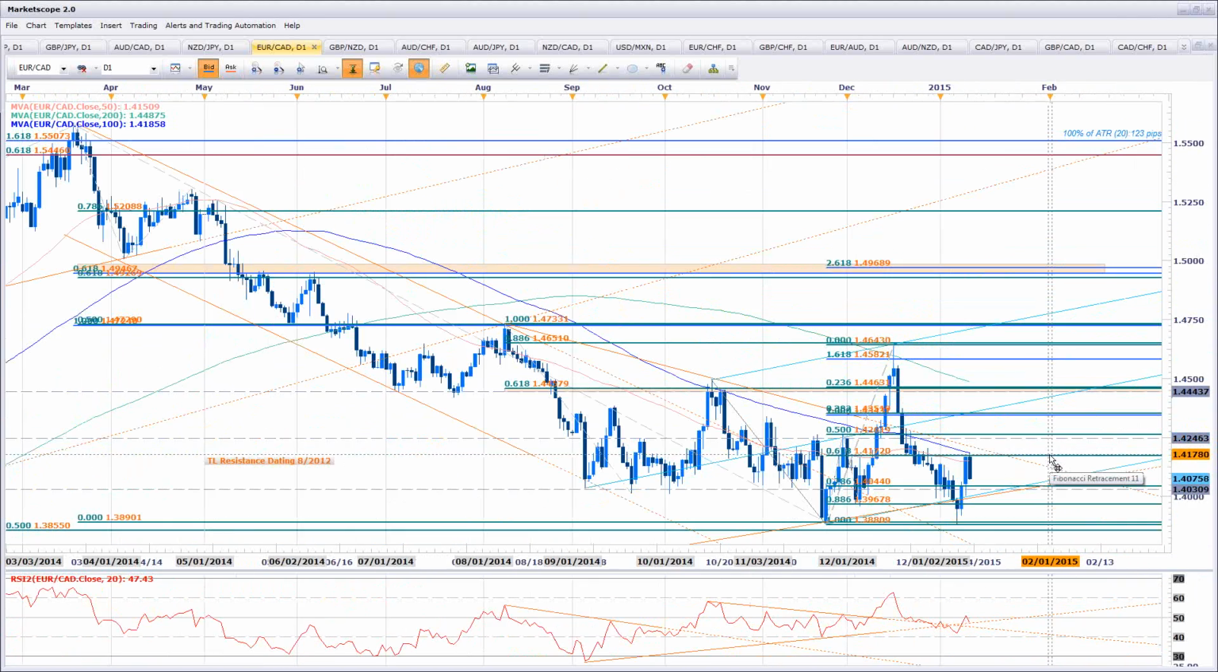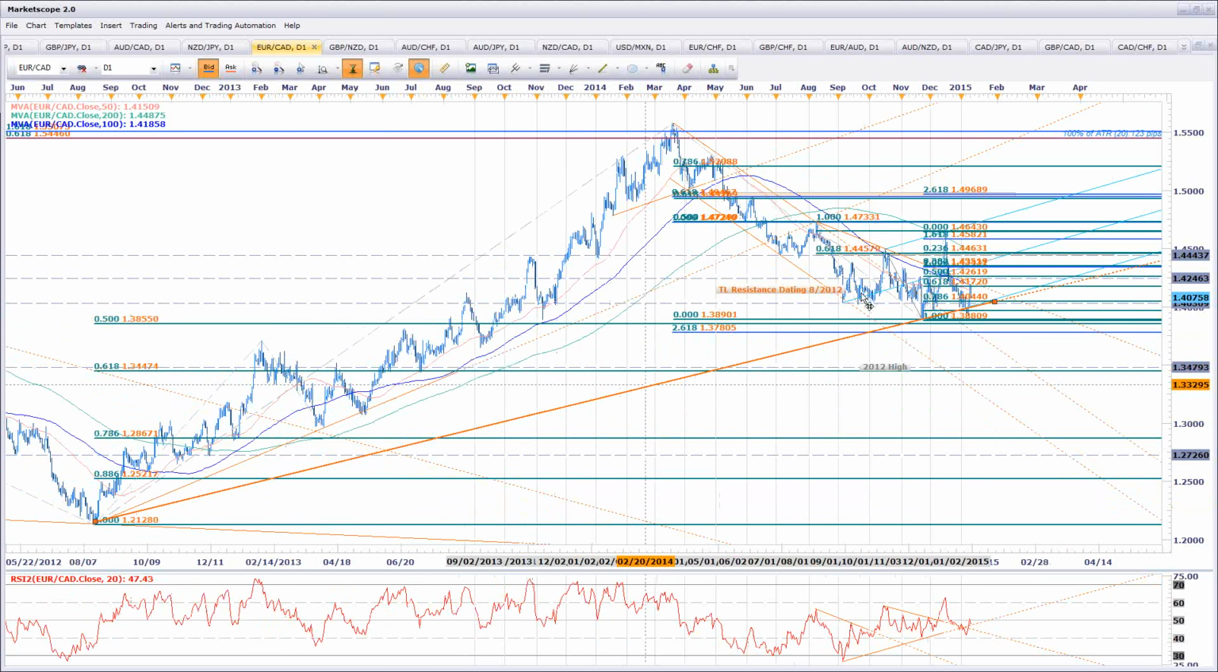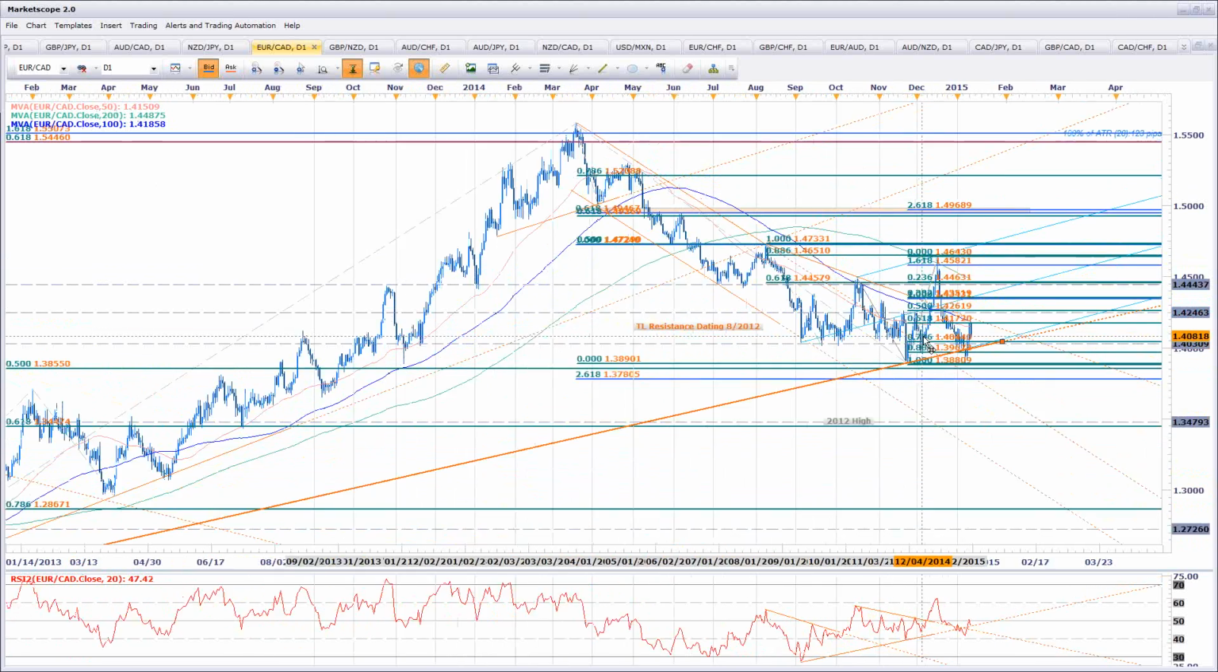Before I start talking about EuroCAD, sticking with the theme we just spoke about, 2 touches, Eileen, needed to validate any trend line. Here's a perfect example. I've told you this before, but this is why I don't really like to use these long-ranging 2-point trend lines. Here's the low you made in 2012. Here's the low you made here in November.